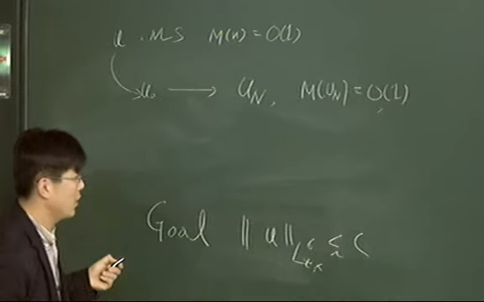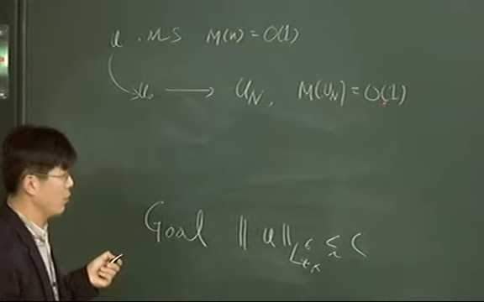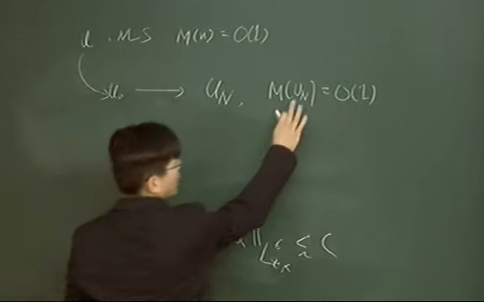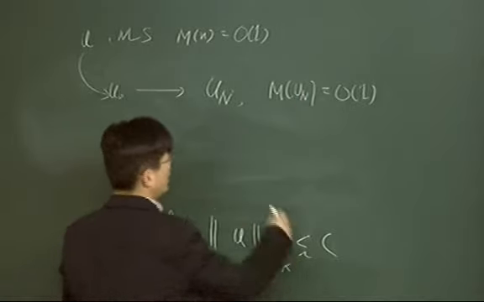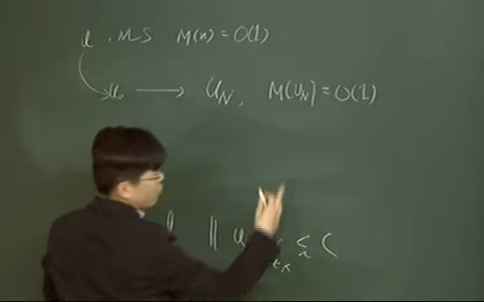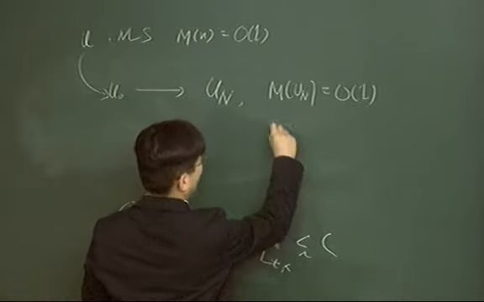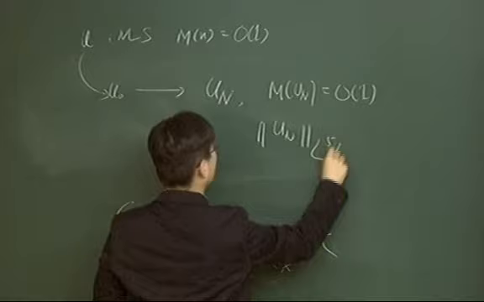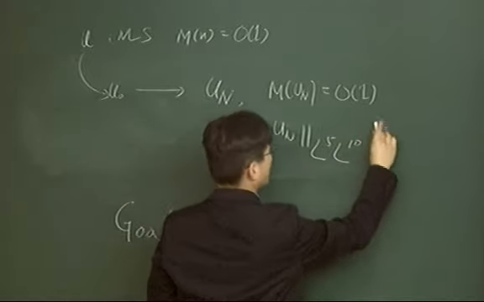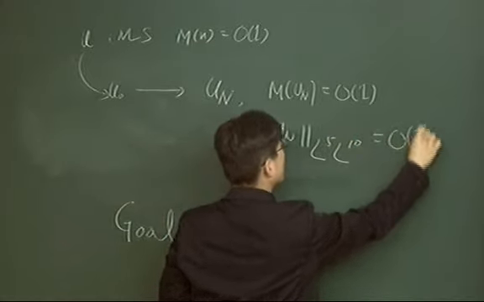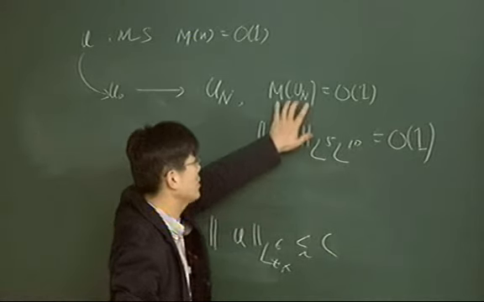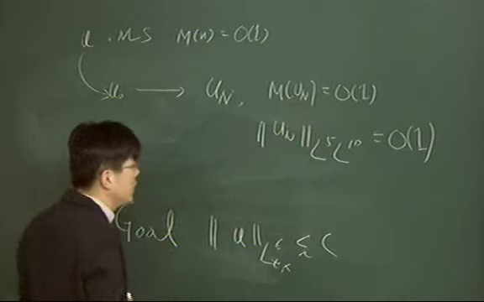And this bound, which is independent of capital N, means we can really choose the large frequency data. Then by using the scattering conjecture for the KdV, we can find that the L5 norm and the L10 norm are also bounded. So the scattering conjecture says this is bounded by some constant times the mass. Okay?